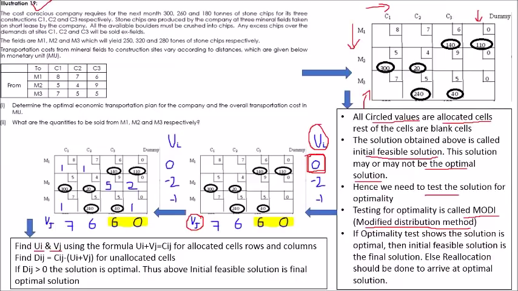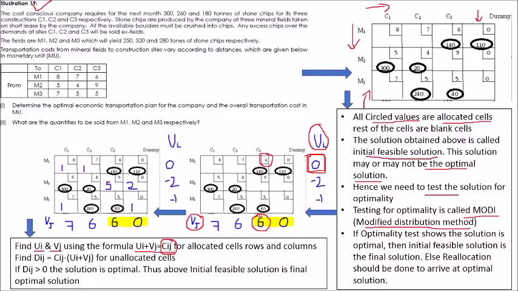Now I need to calculate Vj. So how to calculate Vj? Ui plus Vj is equal to Cij, where Cij is nothing but the cost of the cell. Here we calculate only for allocated cells. So here you have an allocated cell. The cost of the cell is 6. So 0 plus Vj is equal to 6, so Vj is equal to 6. So I have calculated 6 here because Ui plus Vj is equal to Cij, and Cij of this cell is 6.